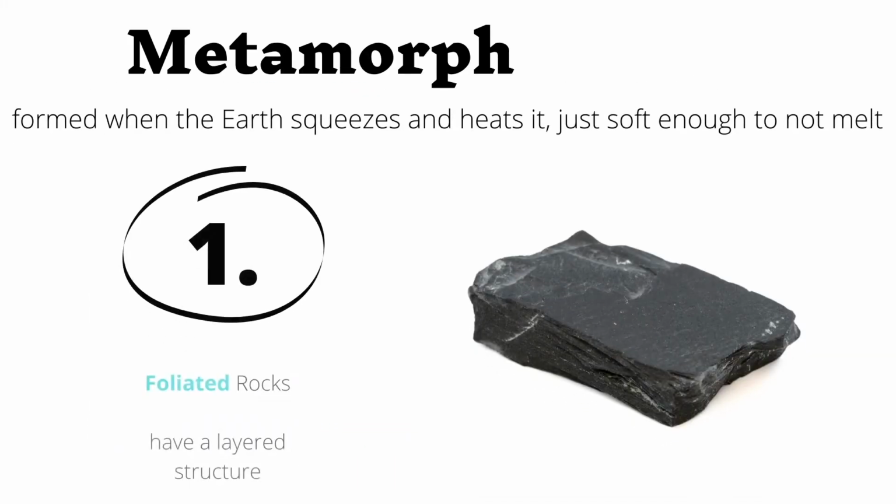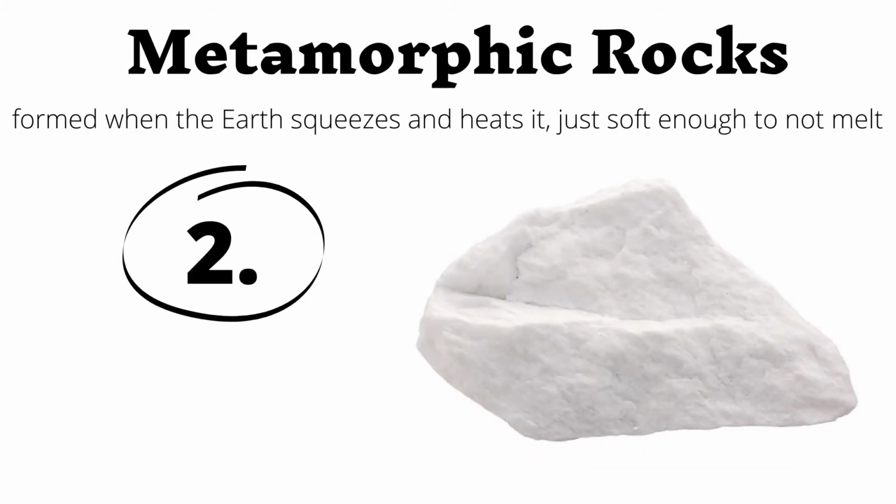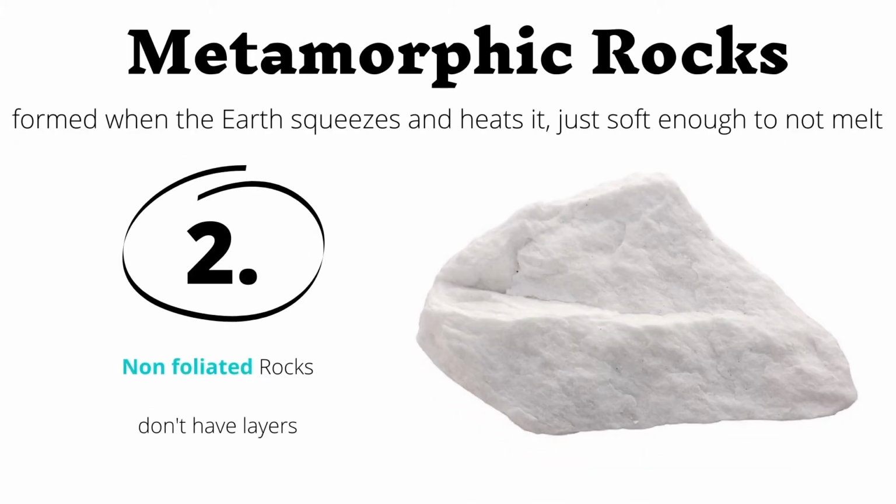Finally, we have metamorphic rocks. These rocks are formed when the earth squeezes and heats them, just soft enough to not melt, but instead to deform them. Now there's two types of metamorphic rocks. Foliated metamorphic rocks, which have a layered structure, an example being slate. The second type is called non-foliated rocks, which don't have layers, an example being marble.